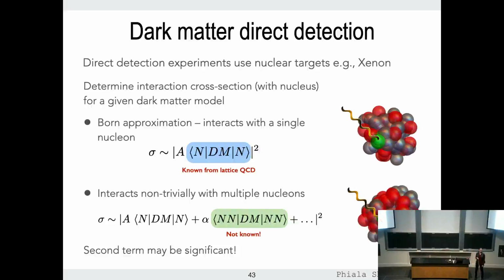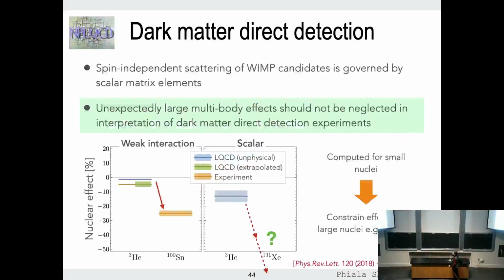But what if it's not that simple? What if dark matter interacts with multiple protons or neutrons in a nucleus at a time? So you have additional terms here. Well, that's much harder to calculate. You also can't measure it experimentally. You'd want to do dark matter scattering to measure it experimentally, right? So how does that factor in? And so we have results that actually show that there are unexpectedly large nuclear effects in one particular quantity most relevant to dark matter direct detection experiments.